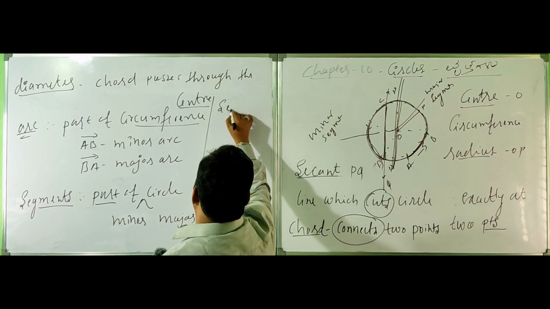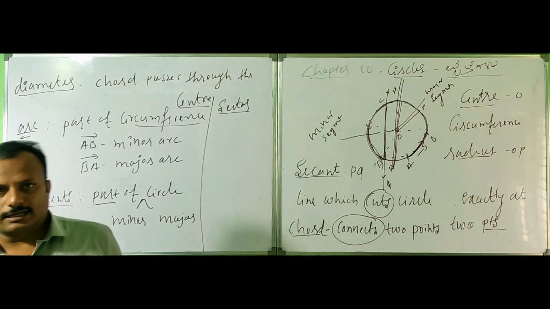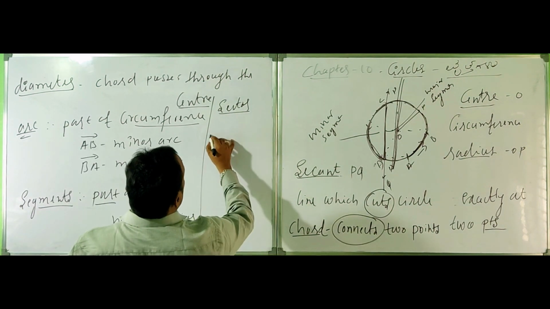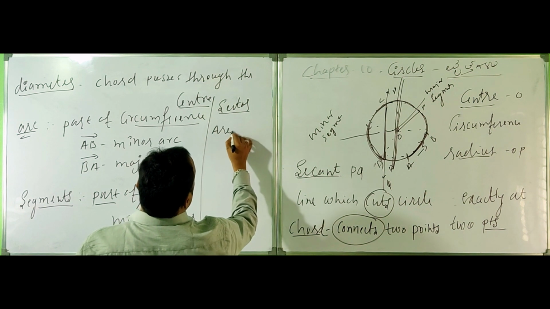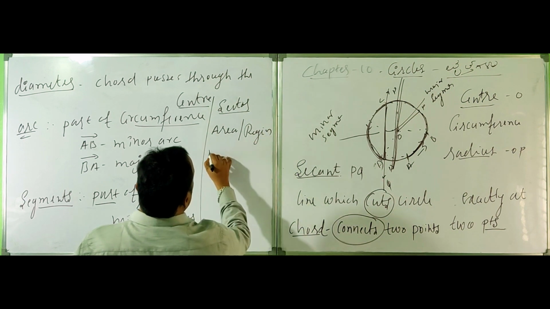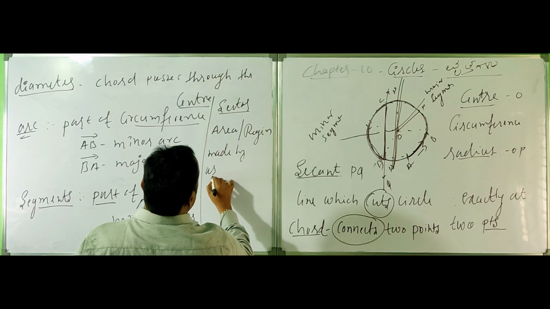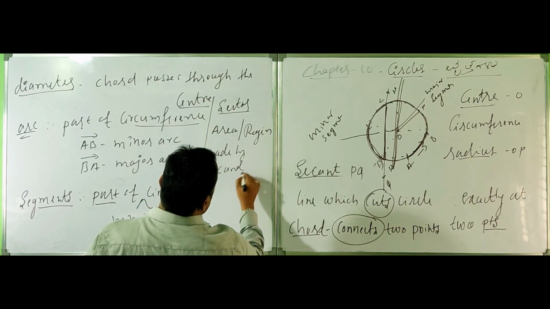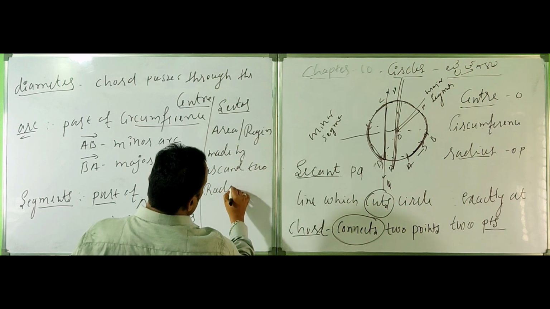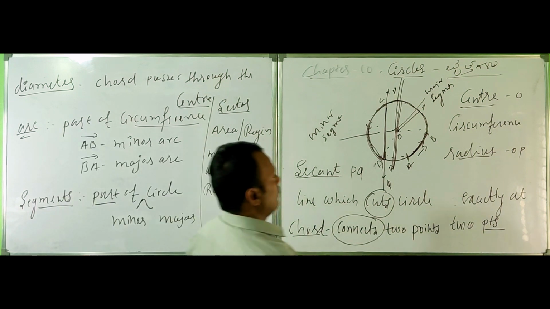Next one is called a sector. It depends on the area. The sector means the area or region made by the arc and two radii. This is the area.